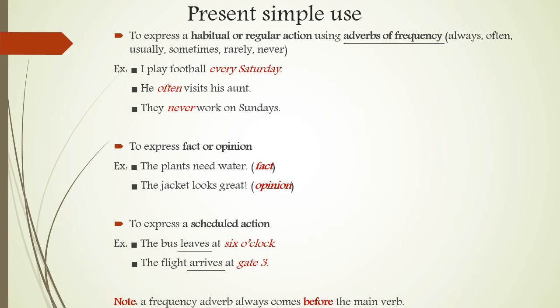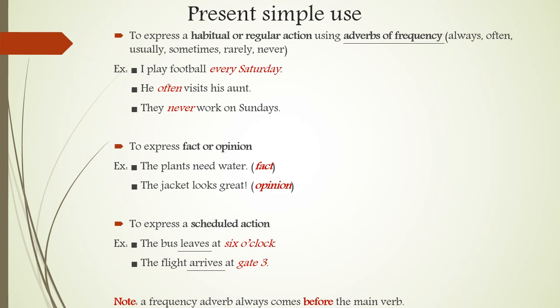Now regarding the second example, the jacket looks great. It is an opinion. And why is it an opinion? Because in my opinion the jacket looks great. Maybe in someone else's opinion it doesn't look great. So here with the opinion form of the sentence I use the simple present tense as well. The jacket looks.